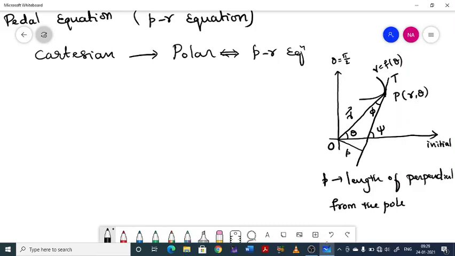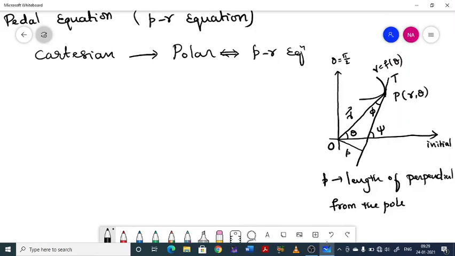So r is, as usual, the radius vector, and p denotes the length of the perpendicular on the tangent line from the pole. So sometimes we can represent the position of any point in a coordinate system with the parameters r and p. Such an equation, which represents the position of the point in terms of p and r, is called the Pedal equation.